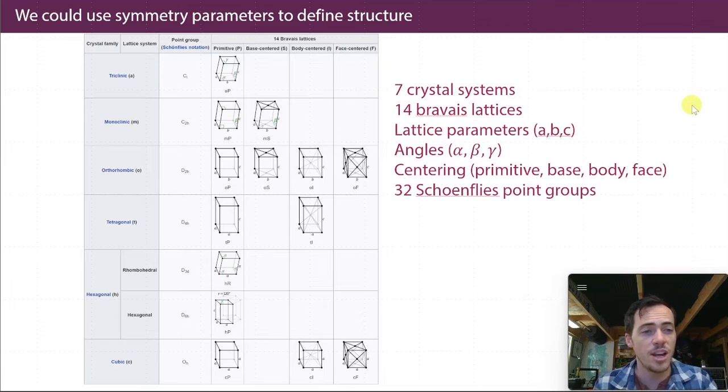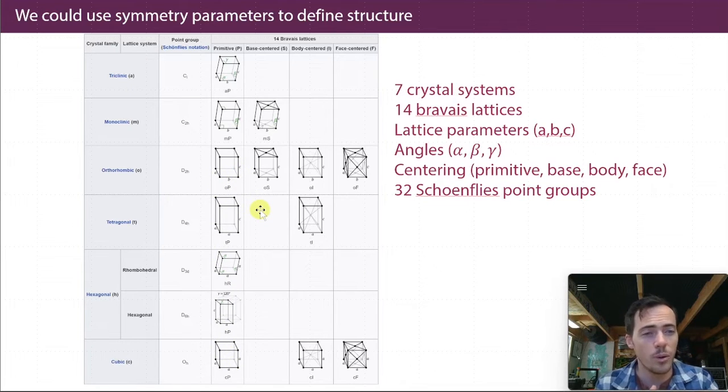But then the shape and size of these lattices can be different. They can have different lattice parameters, right? We often think about these in terms of lattice parameters A, B, and C. Let's look at orthorhombic: A, B, and C might all be different values, right? So quantifying those could be important.